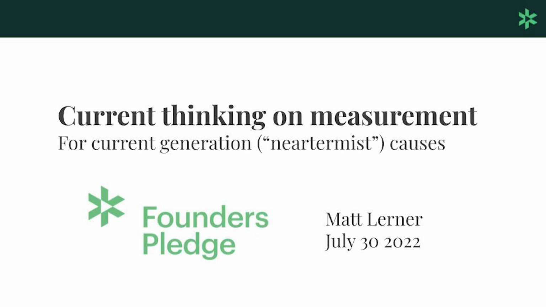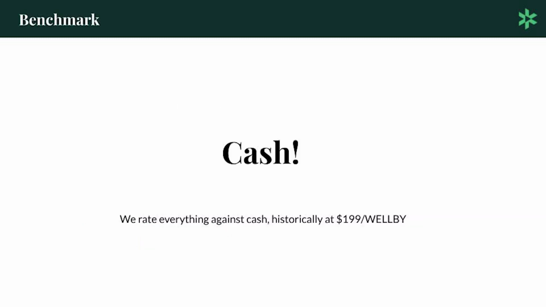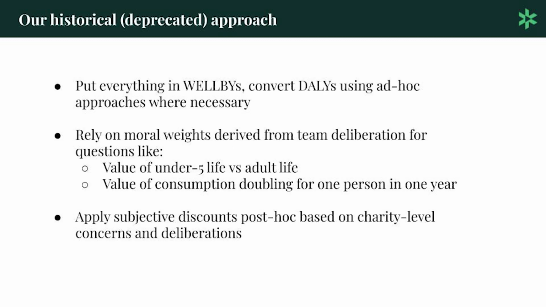Unfortunately, my slides have no pictures because I'm treating you all like adults, and I'm lazy. This is going to be a little bit parasitic on the previous presentation. Our benchmark, like everybody else's, is cash. Things need to be at least as good as cash, and historically we valued cash at $199 a well-being, and I say historically because this presentation is mostly about our new approach, which we're working on right now.